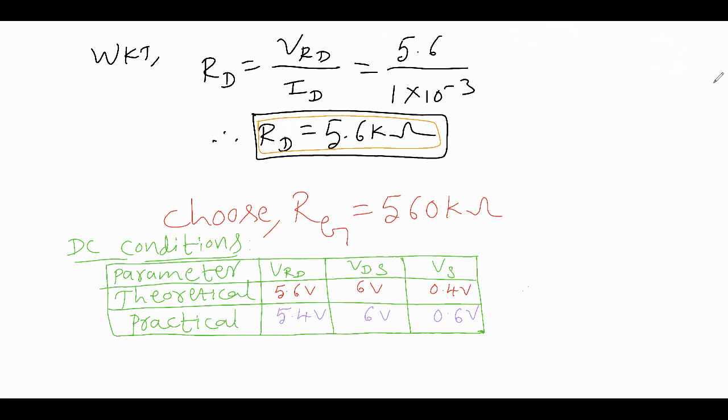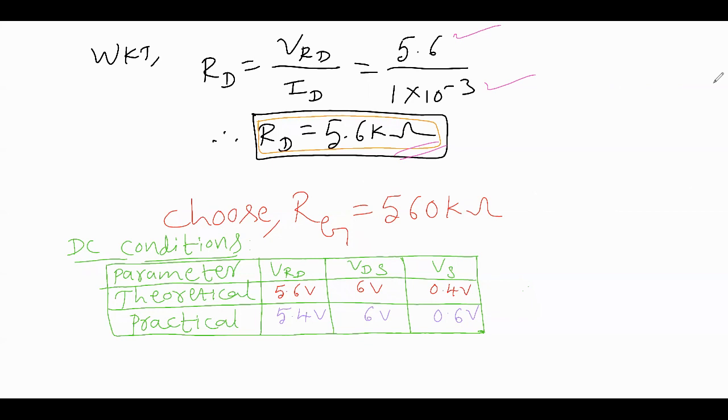And we know that RD equal to VRD by ID. We have assumed VRD equal to 5.6 volts and ID equal to 1 milliamp. Therefore, we get RD equal to 5.6 kilo ohms. And RG equal to 560 kilo ohms is assumed. It must be the largest resistor. Therefore, RG equal to 560 kilo ohms.